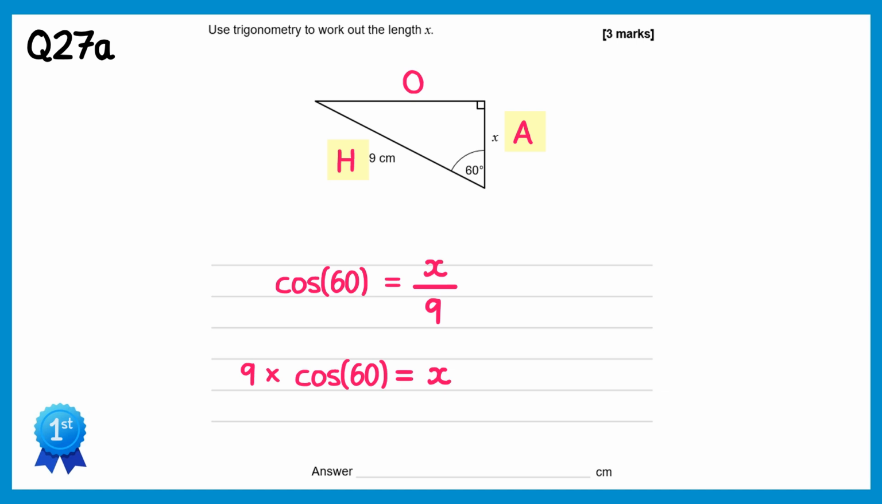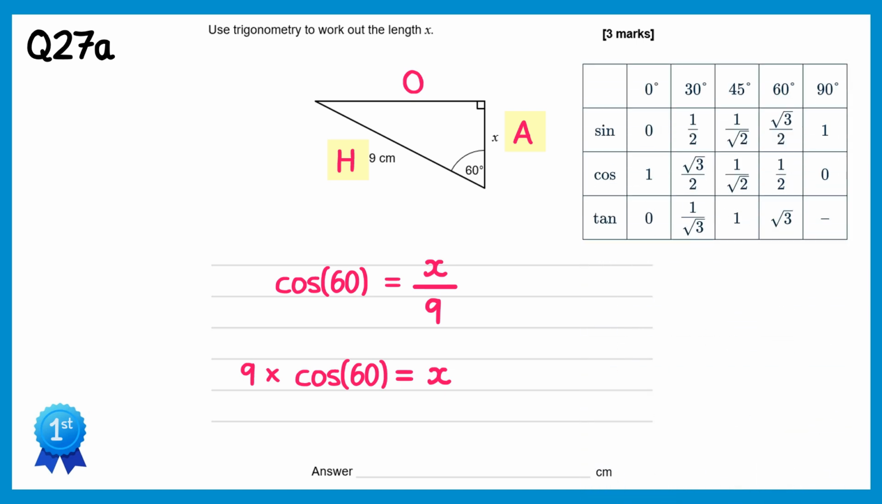Now at this point, you'd normally reach for your calculator, but cos 60 is one of those values you need to know. Cos 60 equals 1/2, so we can replace the cos 60 with 1/2. And now we need to do 9 times 1/2. Well, half of 9 is 4.5, so that's the answer to the question.